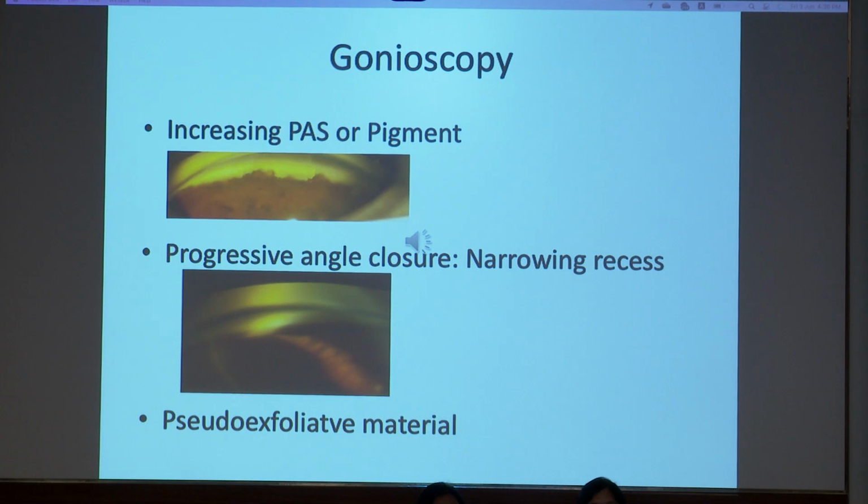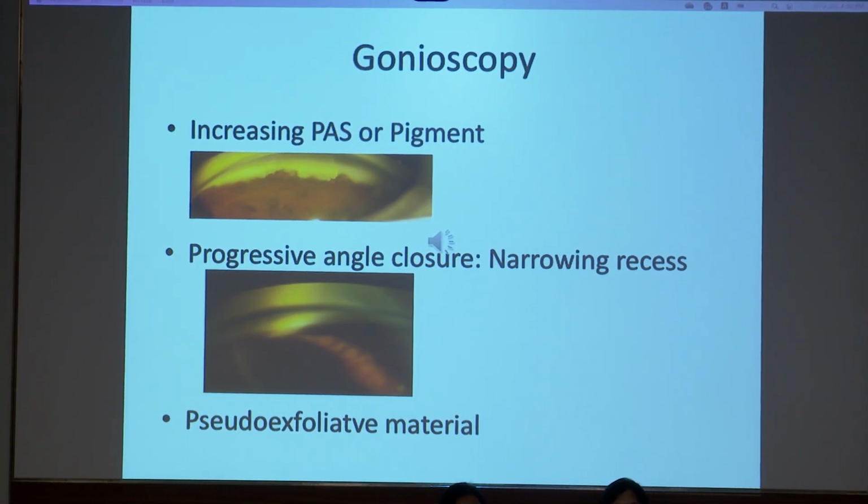Changes in the angles as seen on gonioscopy, whether it is an increasing number of peripheral anterior synechiae or increasing pigmentation, or a progressive angle closure with a narrowing of the recess, or an increase in the amount of exfoliative material, may all indicate progression of glaucoma.